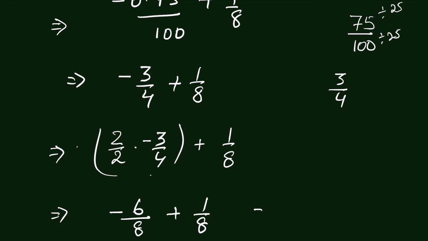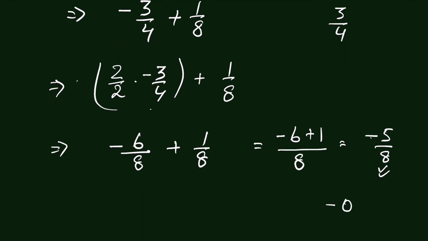Now we have a common denominator. So we write minus 6 plus 1. So it is minus 5 upon 8. When you convert this fraction, it will be equal to minus 0.625.